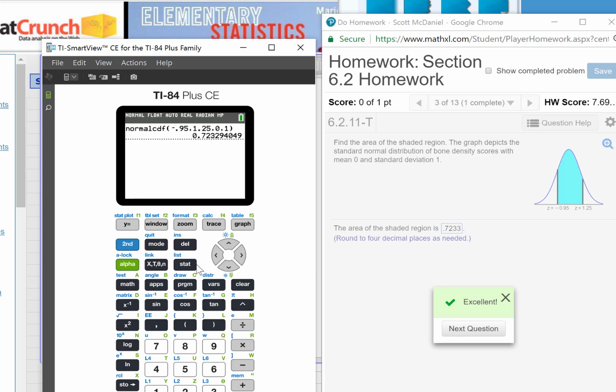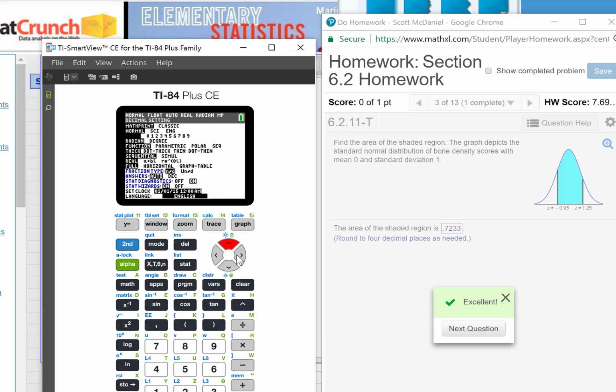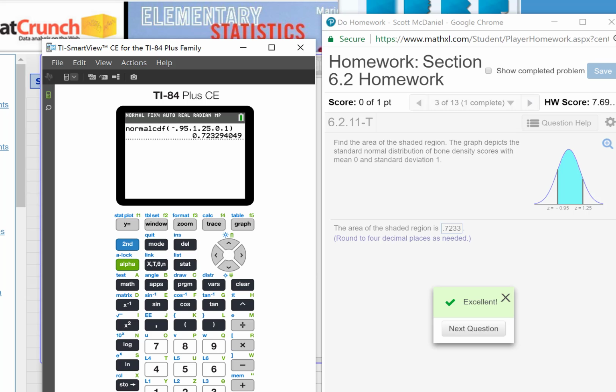0.7233. Now on the calculator, if you don't like rounding in your head, and sometimes I don't either, we can actually tell the calculator, I want you to round everything I do to 4 places, for instance. Okay. And there we go, 0.7233. I hope that helps.